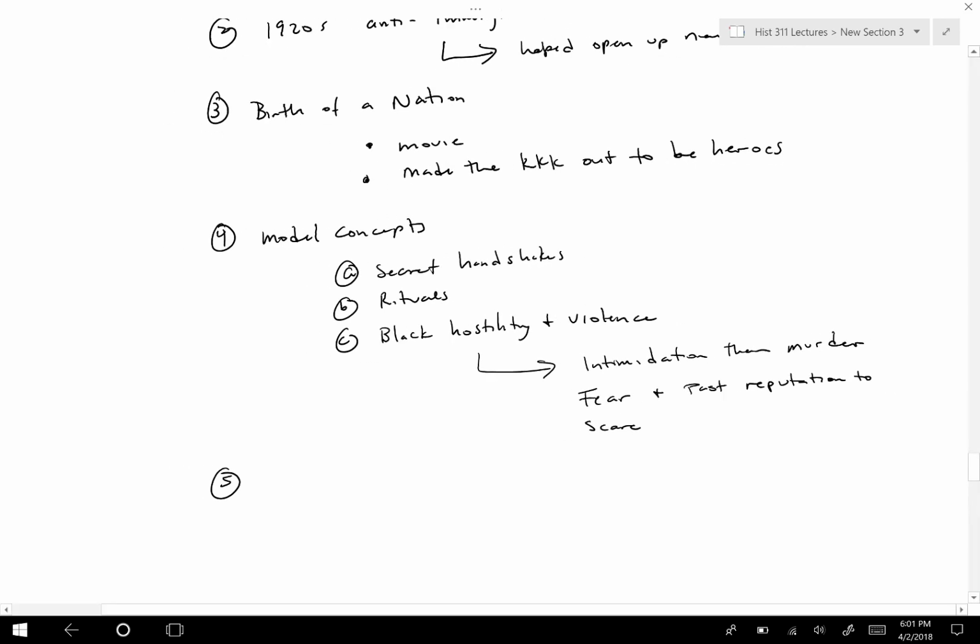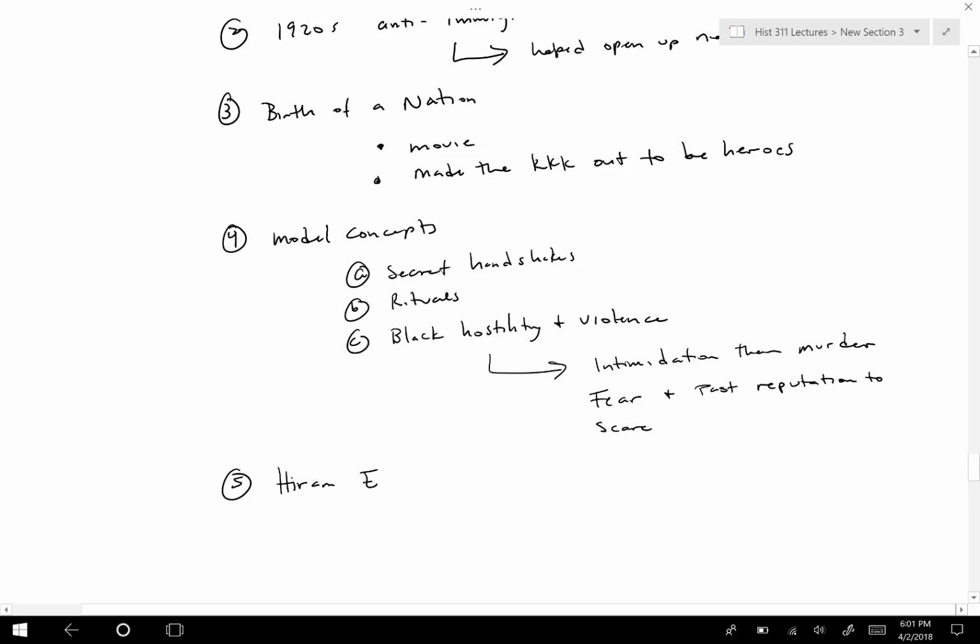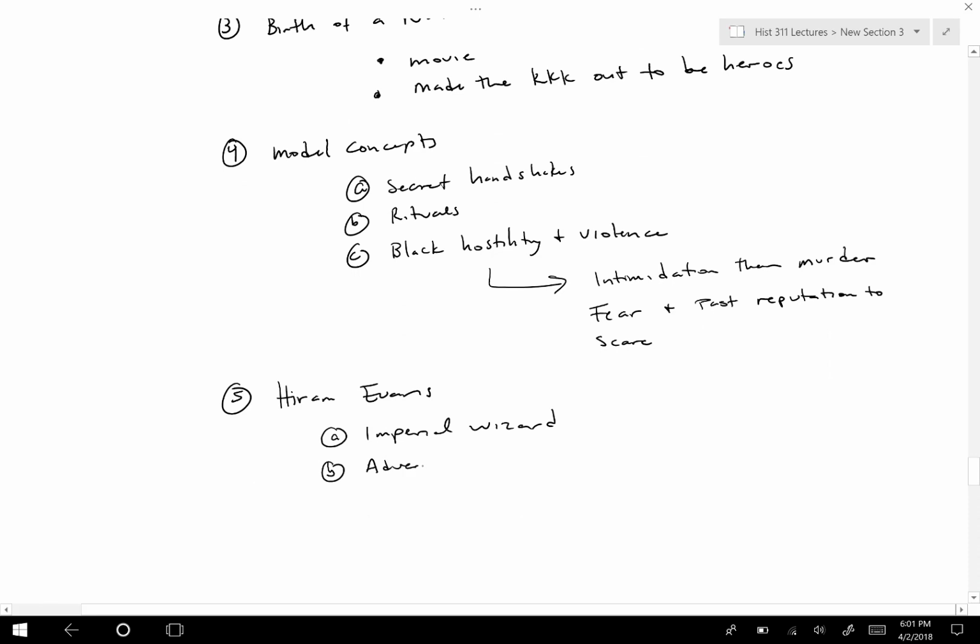The main individual that became the Grand Wizard was Hiram Evans, who was a dentist. He became the Imperial Wizard. And he used the ideas of what had been done with advertising in the 1920s to promote the Klan. This is what helped it rise up and become popular. They also advocated for what would be considered a modernization. But what they advocate for is 100% Americanism.